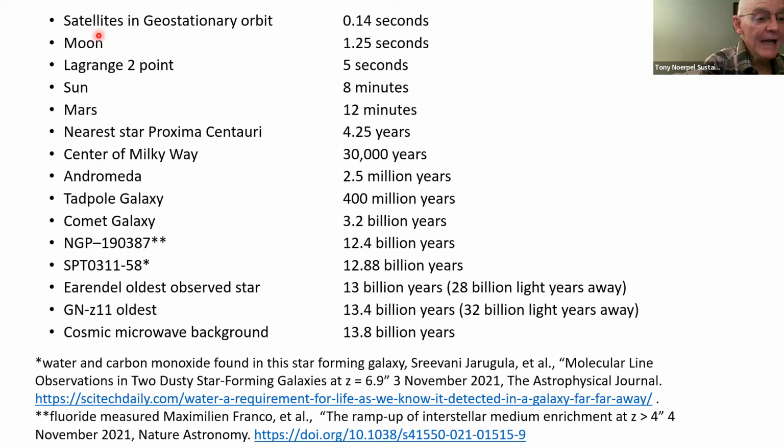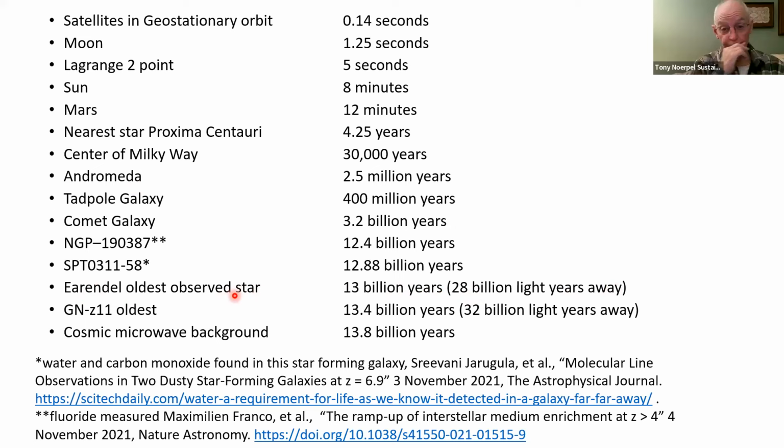And Earendel is the oldest observed star so far, and it was just observed this... well, it might have been last year. It was observed, but the publication was just a few weeks ago. It's 13 billion years. That is how old the light is that reaches us, and it's an estimated 28 billion light years away currently. Interestingly, it's not a first generation star.